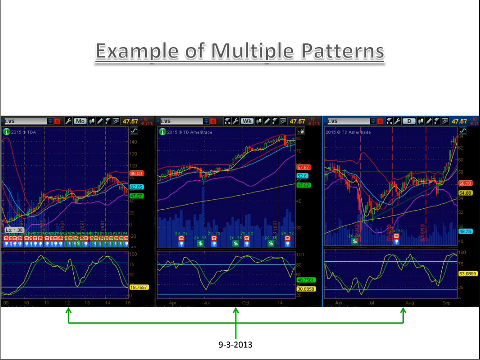So the first setup is an ascending triangle. You guys see it? Can anybody see another chart pattern here on the weekly or monthly?